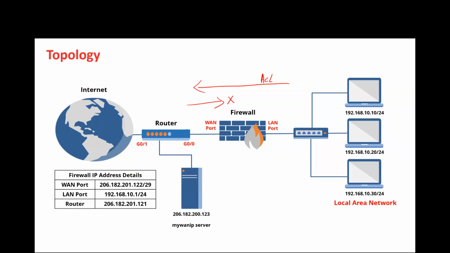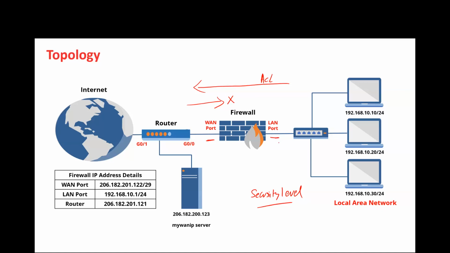Now what Cisco says is that on your LAN and WAN interfaces, you have to define something called a security level. So on the Cisco ASA device, you have to define something called a security level, right?